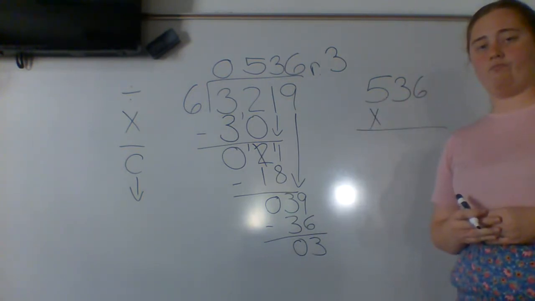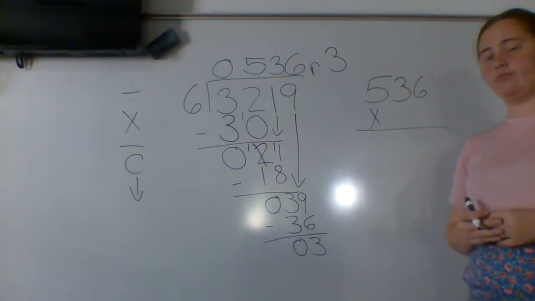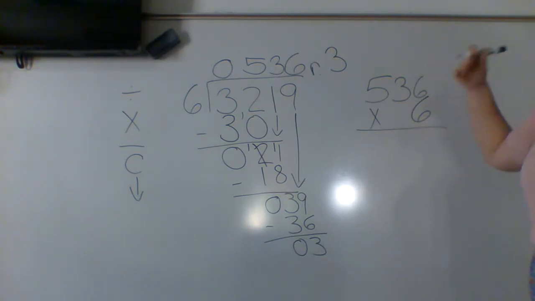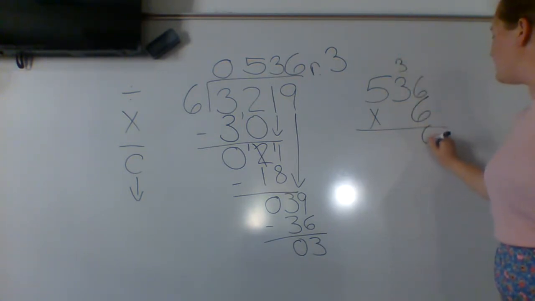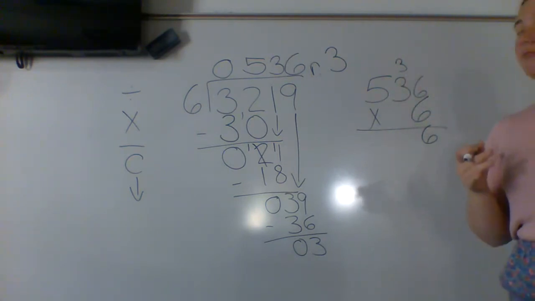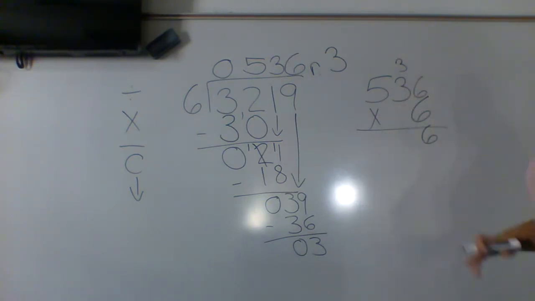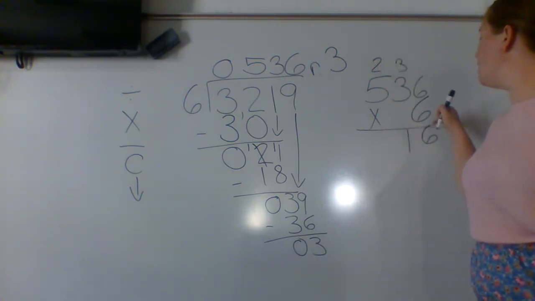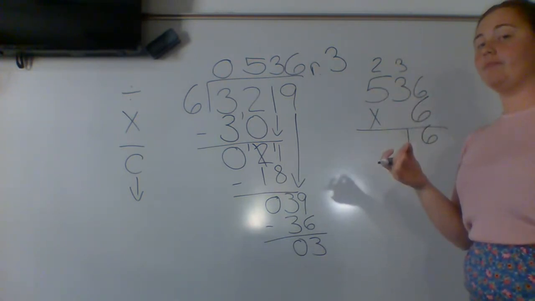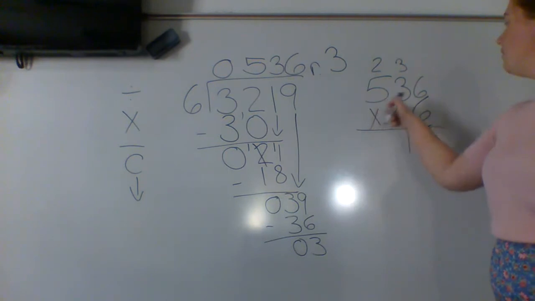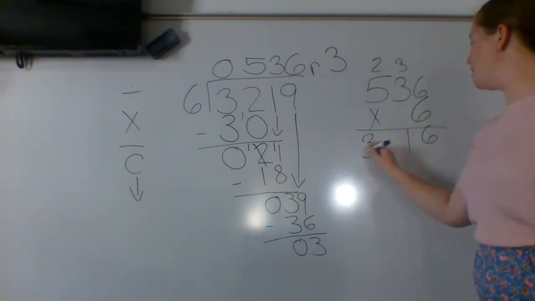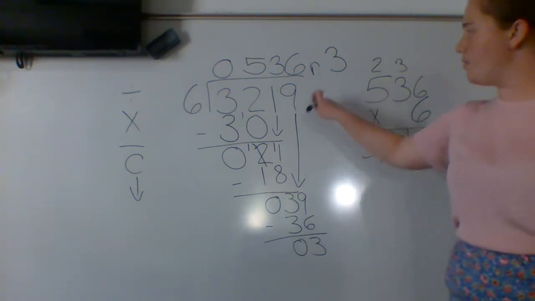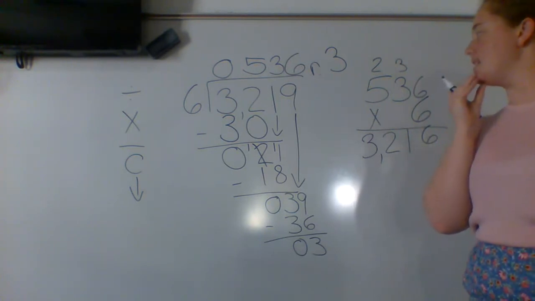Times what? Right? Times 6. Again, 6 times 6 is, right, 36. 6 times 3, good, 18 plus 3, right, 21. 6 times 5 is, good, 30 plus 2 is 32. Now I have 3,216 matching with 3,219.